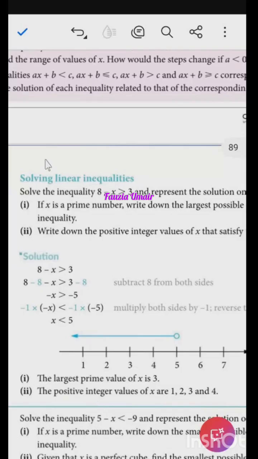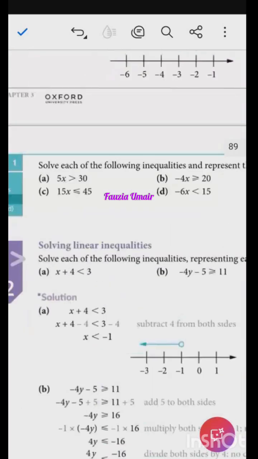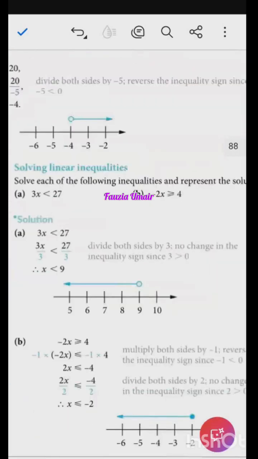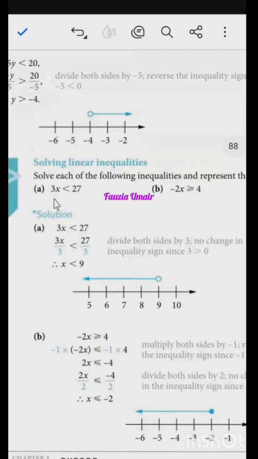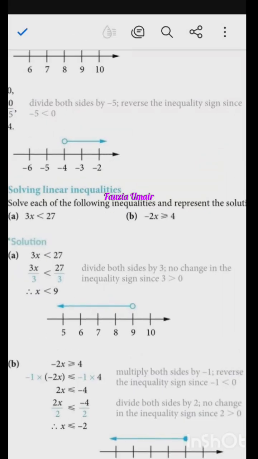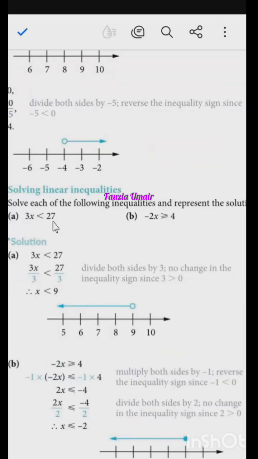For example, let's solve this. The inequality is 3x is less than 27. So just like in equations, we will divide, or we will take this 3 to the other side of the equation. It is multiplied here, so on the other side it will be 27 by 3, just like in equations. And your answer would be x is less than 9.